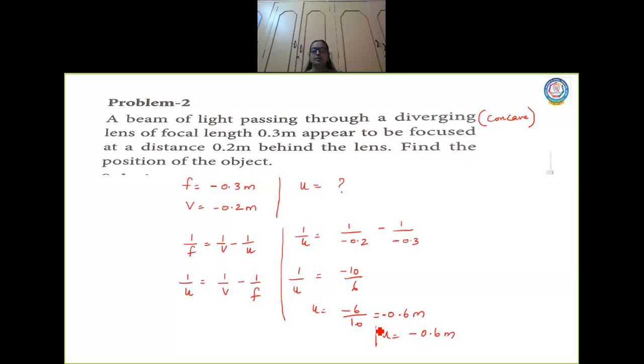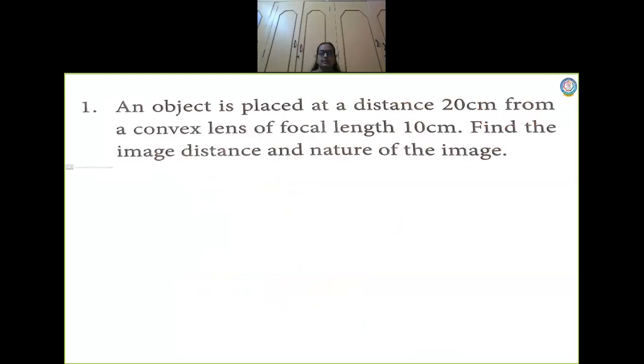I don't know whether you have read sign convention. If the sign convention is not clear, the sum will not be clear. Okay, so this is the solved sum. The next one is unsolved. Now I will write the page number of this sum. This sum is in page number 30. And the next sum is also in page number 30, numerical problems.